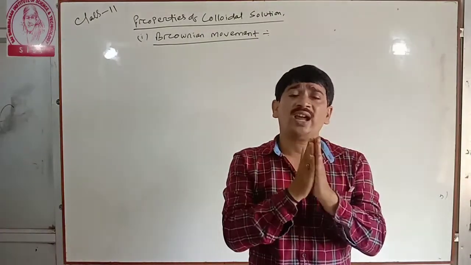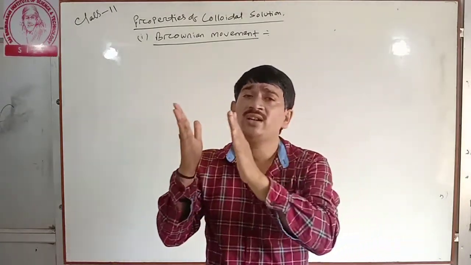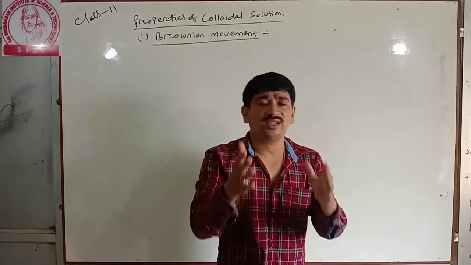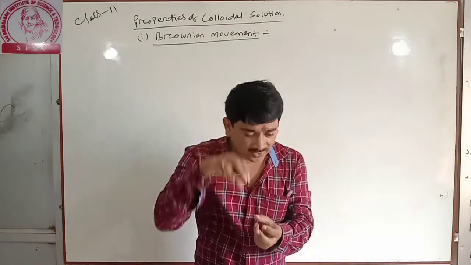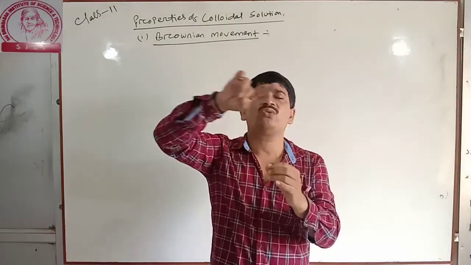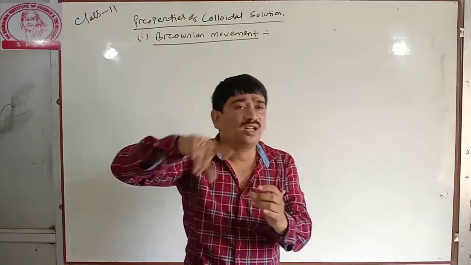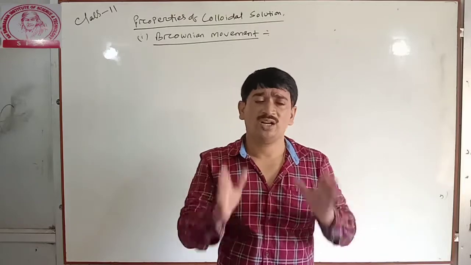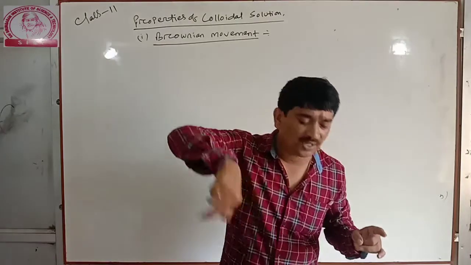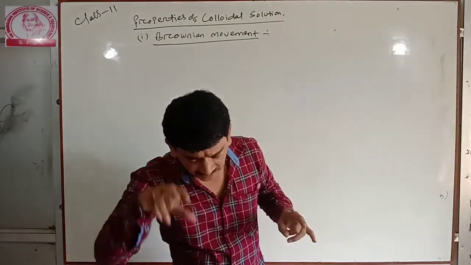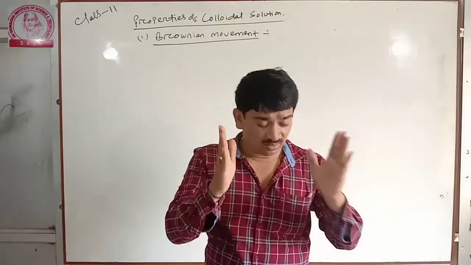In a colloidal solution, as you know, a colloidal solution consists of dispersed phase and dispersion medium. When a colloidal solution is examined under a microscope, you will observe that the colloidal particles are found to be in a state of continuous zigzag motion. The continuous rapid zigzag motion of the colloidal particles in the dispersion medium is called Brownian movement or Brownian motion.